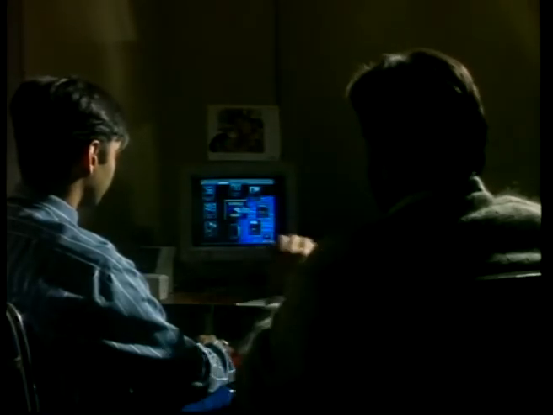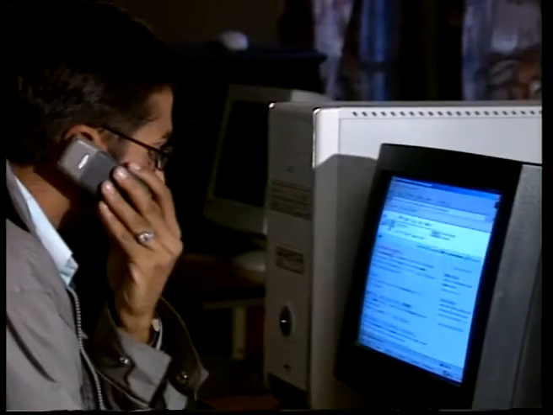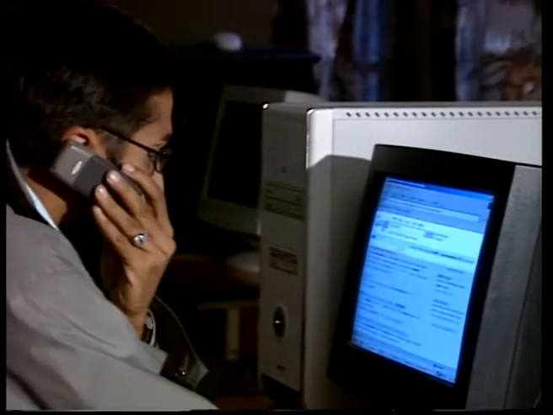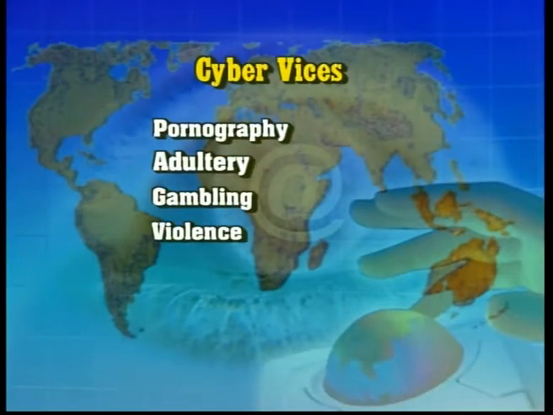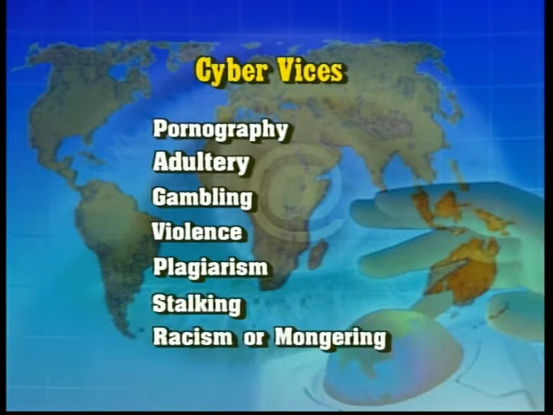Crime tends to keep pace with the growth of net because internet provides easy, anonymous access to a number of vices including pornography, adultery, gambling, violence, plagiarism, stalking, racism, war mongering, theft, etc. As far as internet is concerned, mostly we encounter a very popular kind of crime related to pornography and obscenity on the web space, and that is covered under this act.